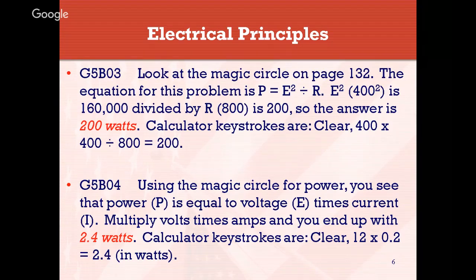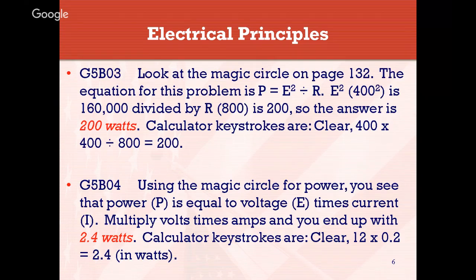For this next one, we're looking at a 12 volt DC light bulb that draws 0.2 amperes. Definitely something a little bit lower than what we were dealing with in the previous one. Again, you multiply volts times amps and you end up with 2.4 watts when you consult the little circle there that tells you that. So your keystrokes are going to be 12 times 0.2 equals 2.4 watts.